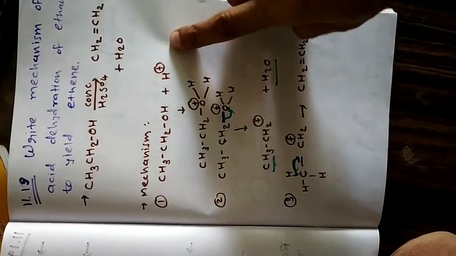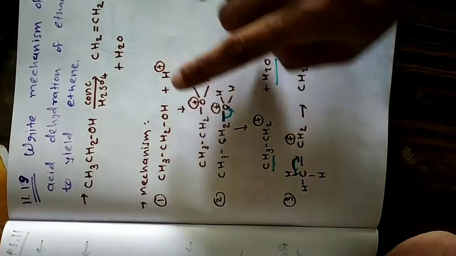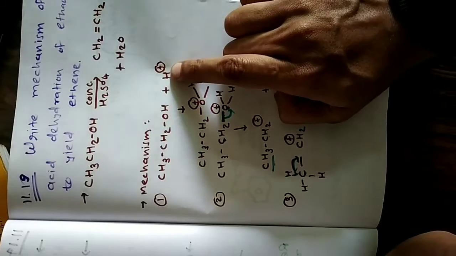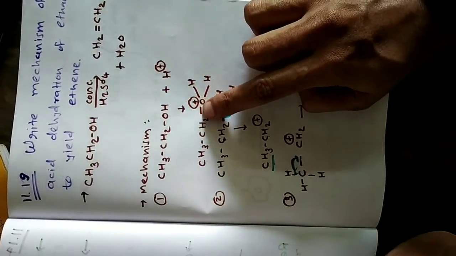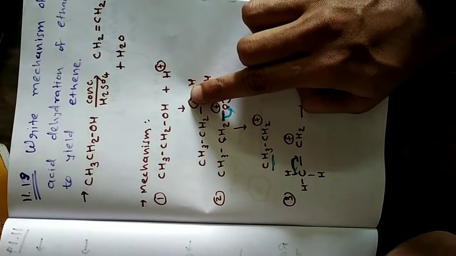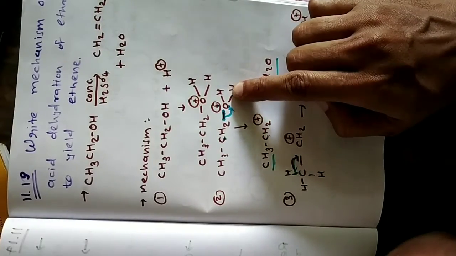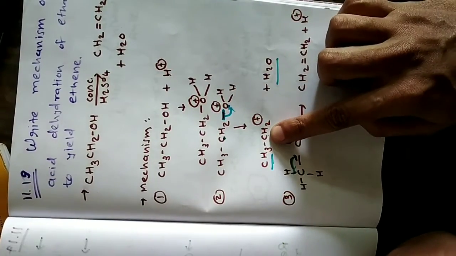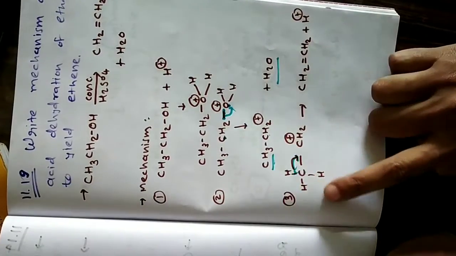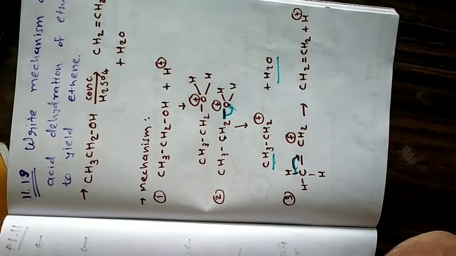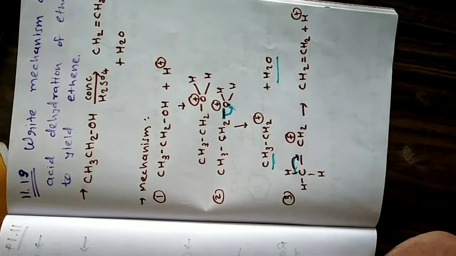Again, what was the first step? In the first step, acid donates H plus to the OH group and it forms a positive ion. The positive charge will be on oxygen. In the second step, the H2O molecule will be removed and the positive charge comes on carbon. In the third step, from the adjacent carbon, hydrogen will be removed as a positive ion, donating its electron to form a double bond. Okay.